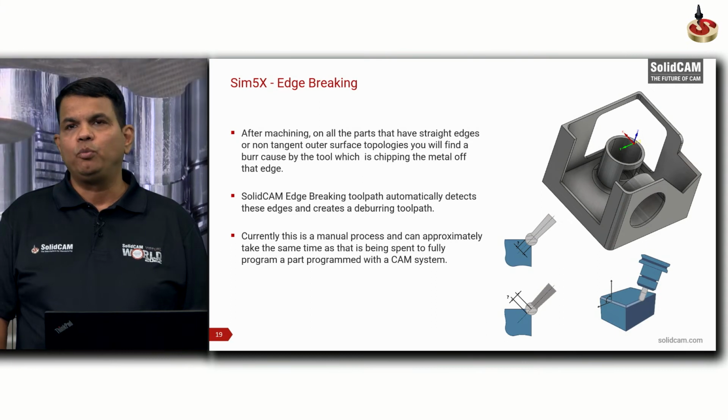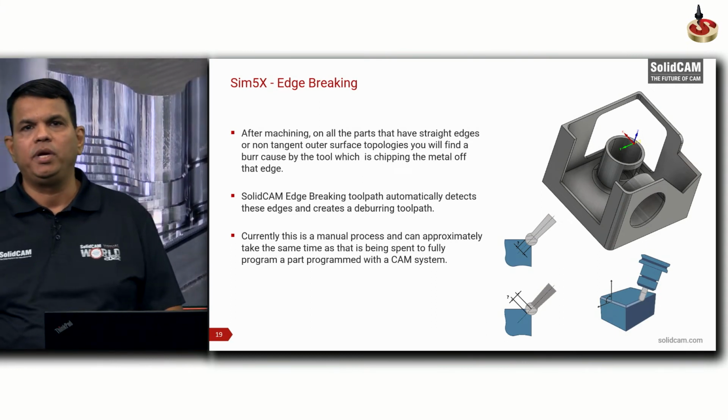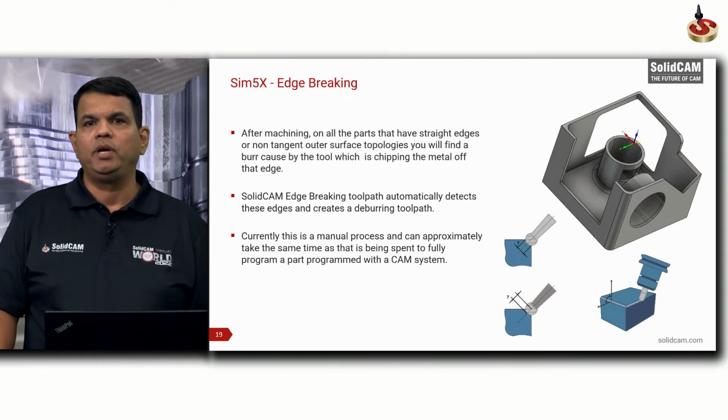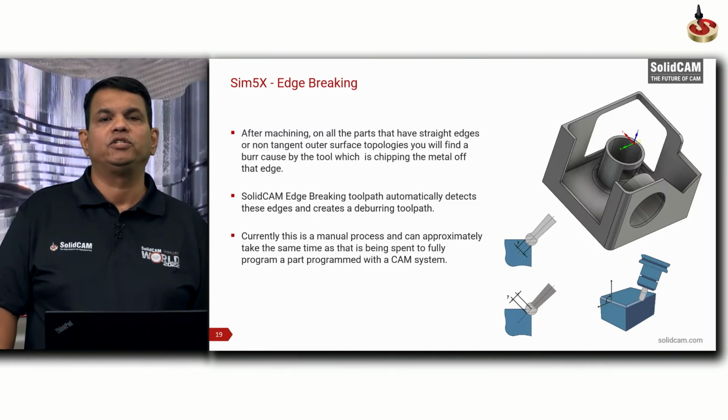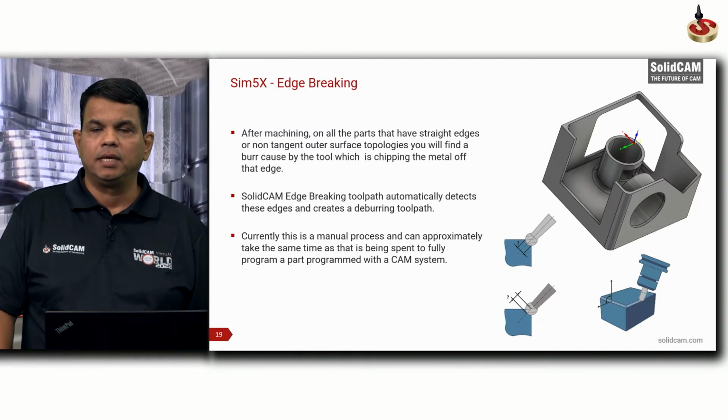And this deburring toolpath can be done in simple 3-axis. It could be done in 3+1. It could be done in 4-axis. It could be done with 5-axis minimum tilting as well as full 5-axis.